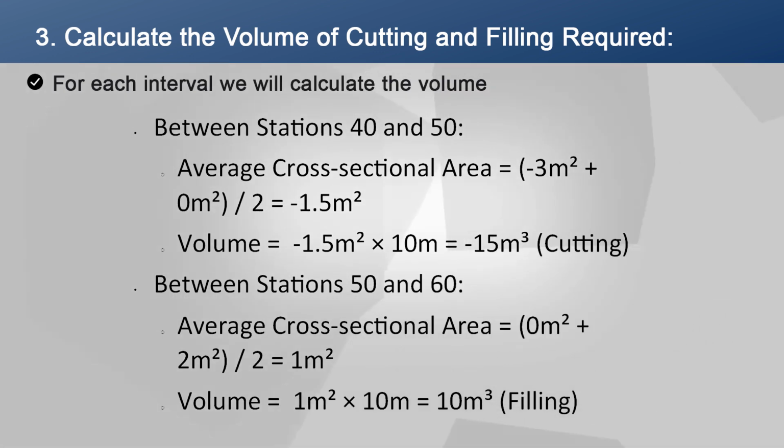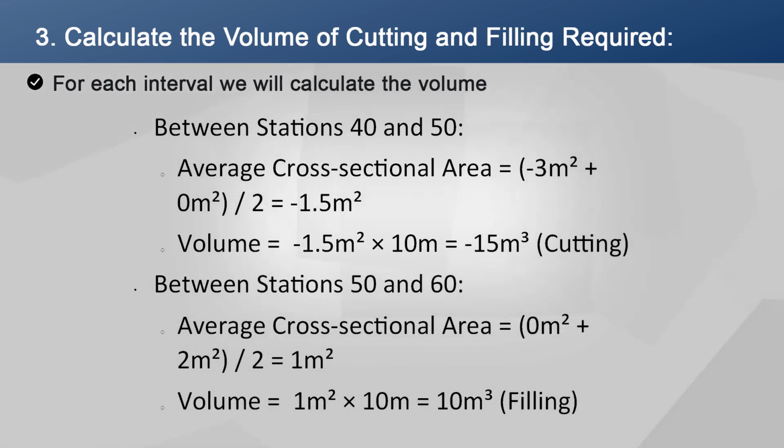Now, between the station 40 meters and 50 meters, average cross sectional area can be calculated as 3 square meter plus 0 square meter whole divided by 2, which will come out as 1.5 square meter, and we can calculate volume by multiplying it by interval, which is 10 meter. So, it will come out as 15 cubic meter, it is positive, means it is in cutting.